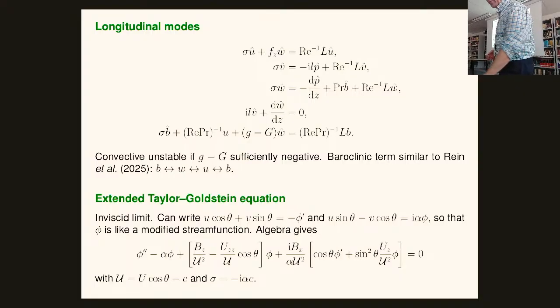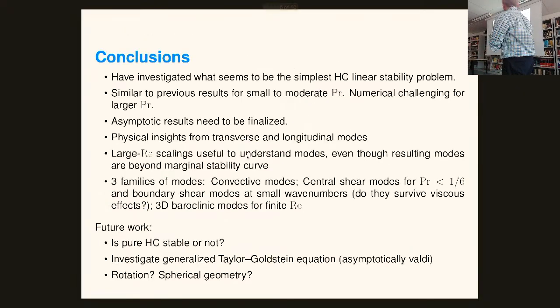So I'm going to try and stop now because I've gone slightly longer than I planned. Okay, so I gave you a lot of background, but this was on trying to understand the simplest horizontal convection linear stability problem. For large Prandtl number, it's an issue numerically, we've discovered. Our asymptotics don't quite work yet, but we have been able to get physical insights from the large Reynolds number scaling. So we have convective modes, central shear modes, boundary shear modes that we don't think are going to survive.